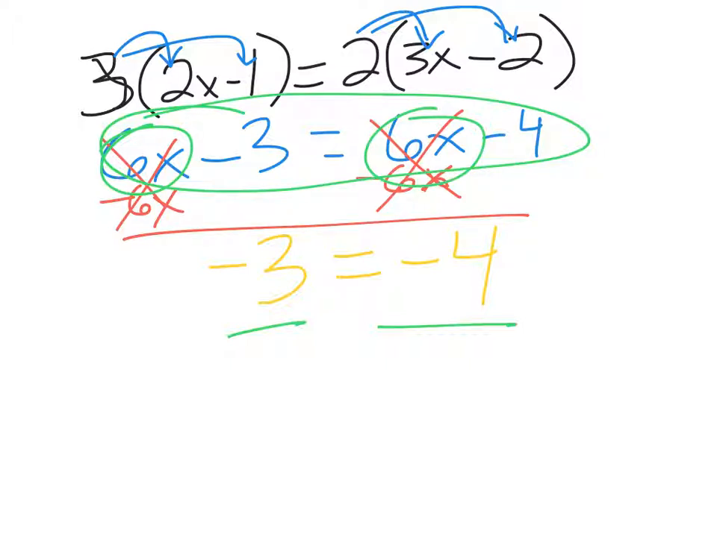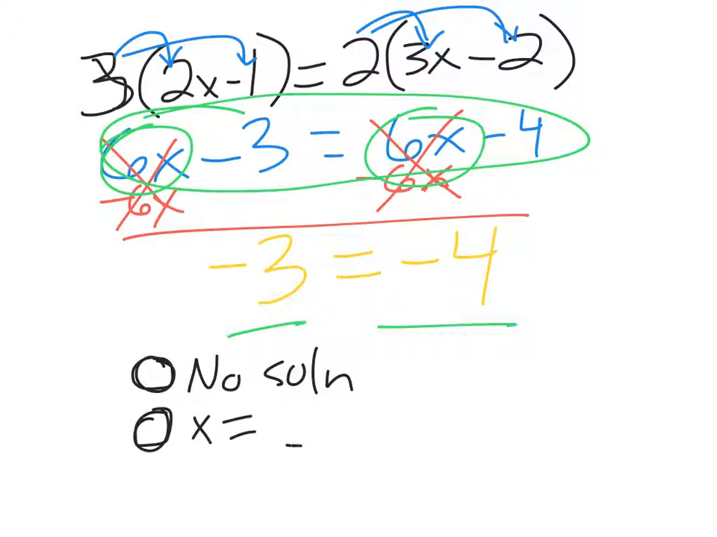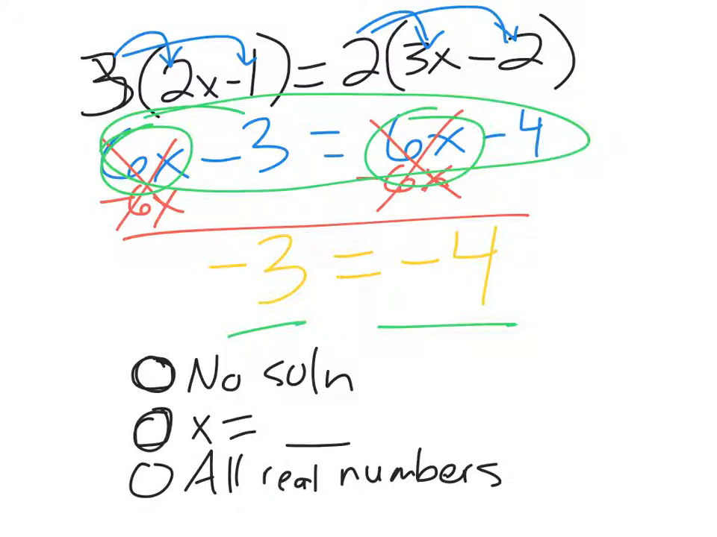On your Alex homework, you will be given 3 choices. You'll either be given the choice no solution, x is equal to some number, or all real numbers. These little bubbles are just what you're checking. Your answer on this one would be no solution on your Alex homework.